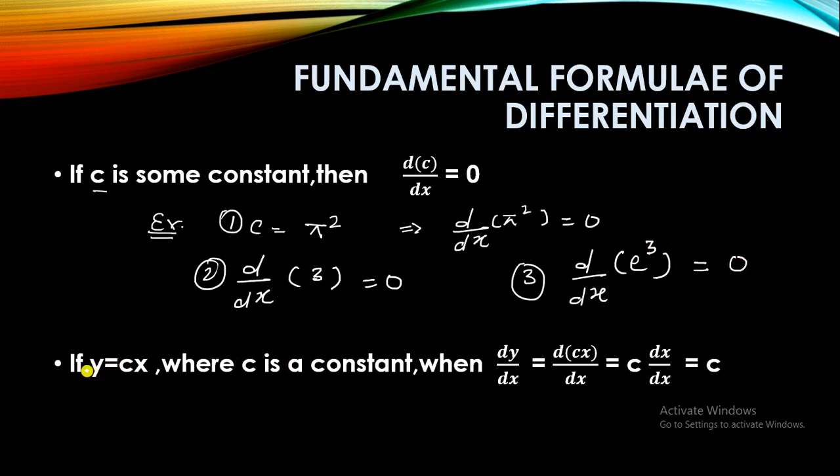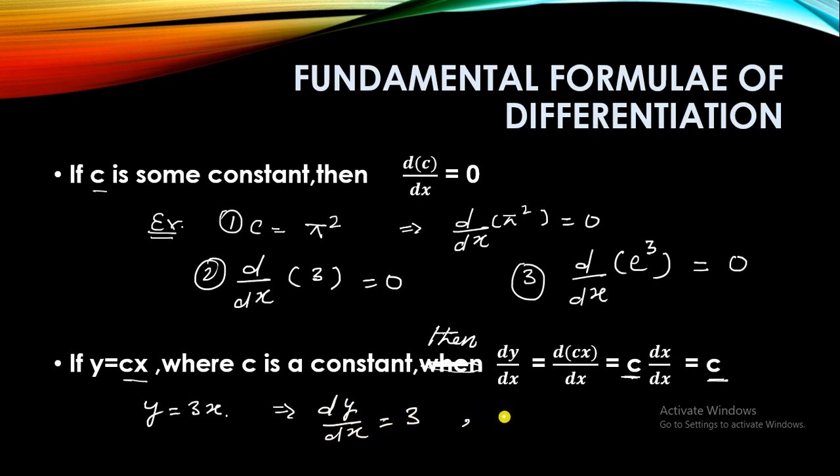Next formula: if y is equal to cx, where c is a constant, then dy by dx, the value of y is cx. Then the constant c into dx by dx is equal to c. For example, y is equal to 3x, then dy by dx is equal to 3.